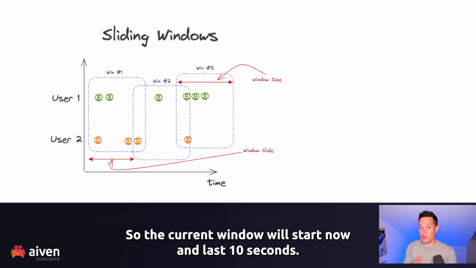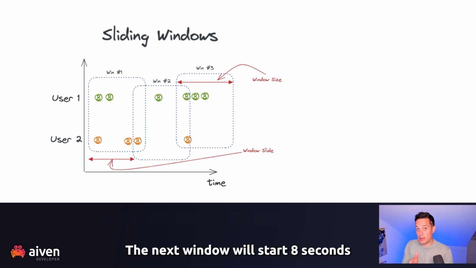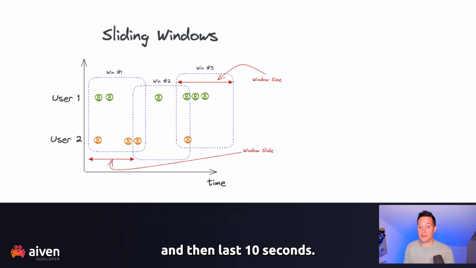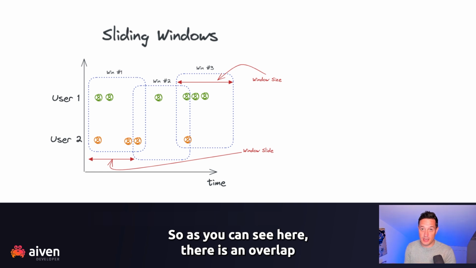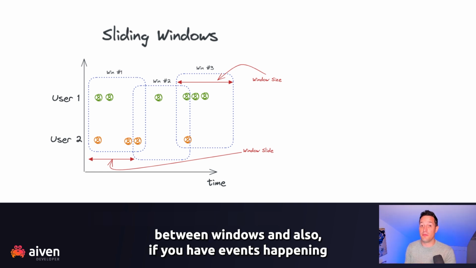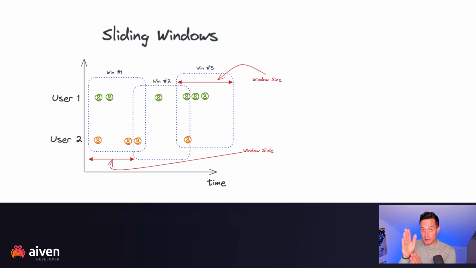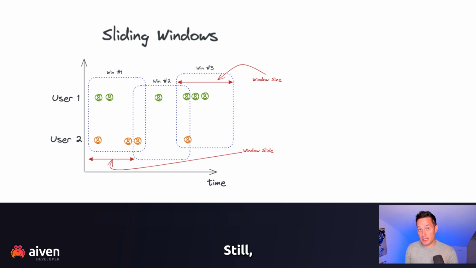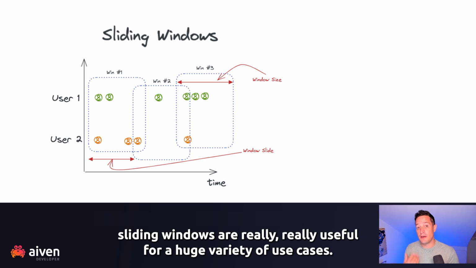So the current window will start now and last 10 seconds. The next window will start 8 seconds after the start of the current window, and then last 10 seconds. As you can see here, there is an overlap between windows. And also, if you have events happening within the overlap, you can have double count of events. Still, these kinds of sliding windows are really useful for a huge variety of use cases.